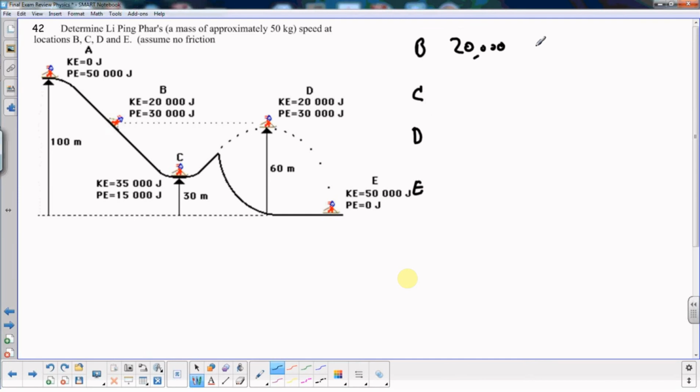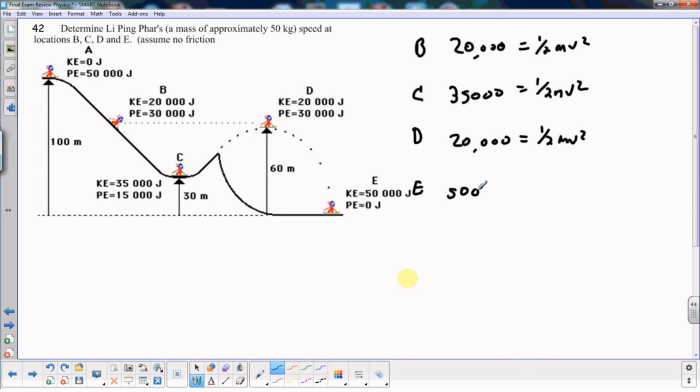C, 35,000 joules equals 1/2 mv squared. D, 20,000 joules is 1/2 mv squared. And E, 50,000 joules equals 1/2 mv squared. We know the mass is 50.